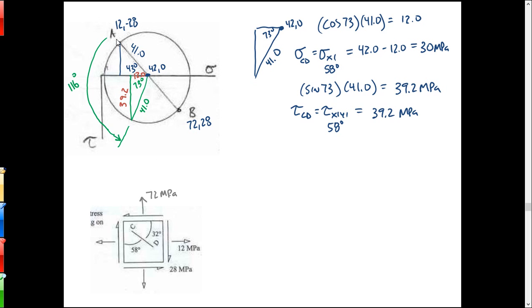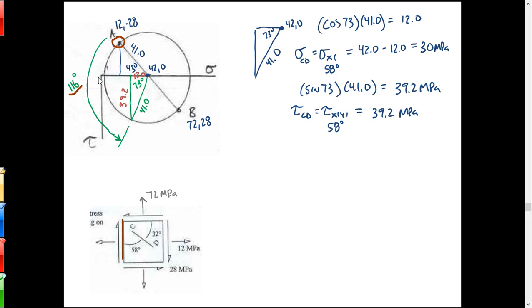Yeah, we're going to start at point A because point A represents the vertical plane. See. Oh. Okay. So point A on the circle represents that plane there. So you're starting at that plane and going counterclockwise 58. So when you double 58, you get 116. So that's where that comes from. It's 116 counterclockwise. So you go the same direction on the circle. And actually, that's why tau is positive down, to keep those directional relationships the same. Okay.